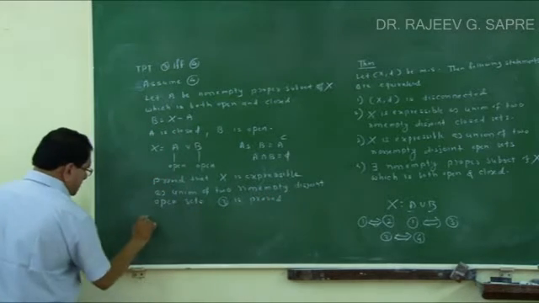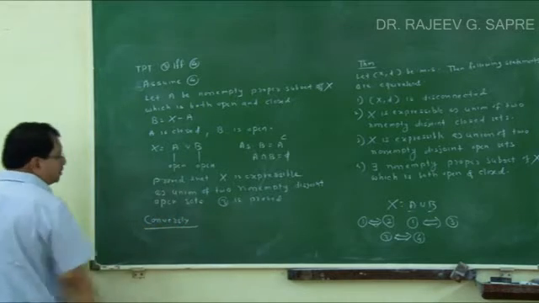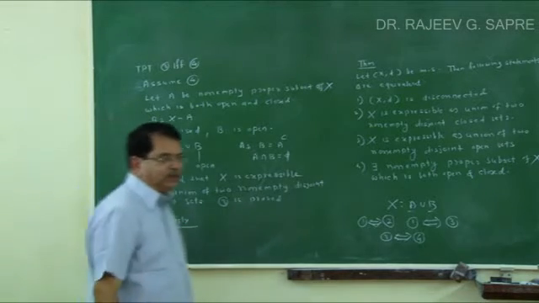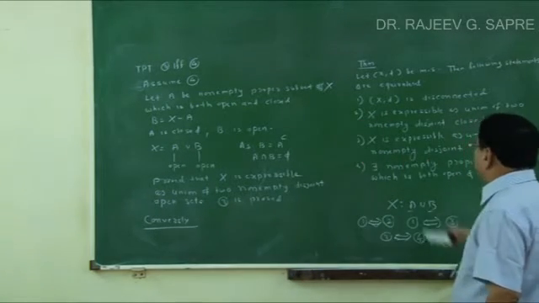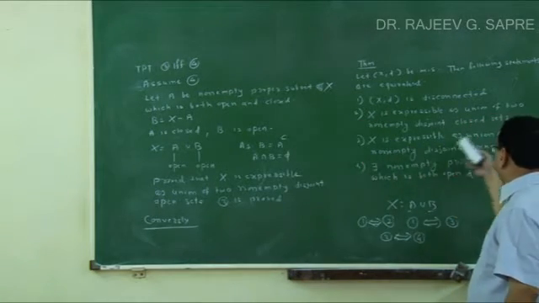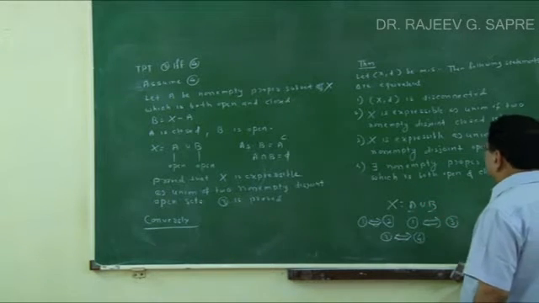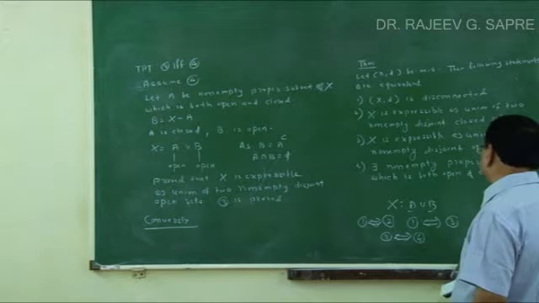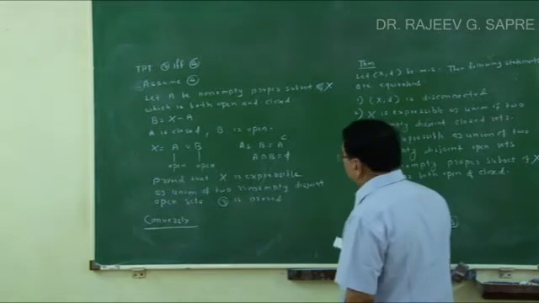Now conversely I have to prove this. When 3 is given, I have to prove 4. So what is given to me? X is expressible as a union of two non-empty disjoint open sets, and I want to prove that there exists a non-empty proper subset of X which is both open and closed. So how to do that?